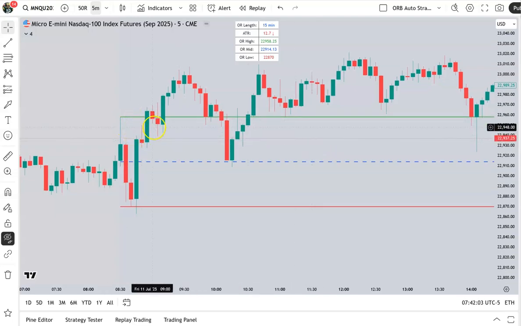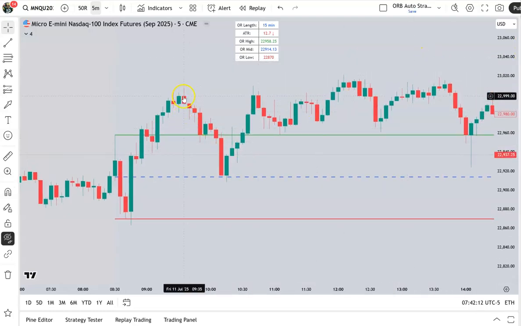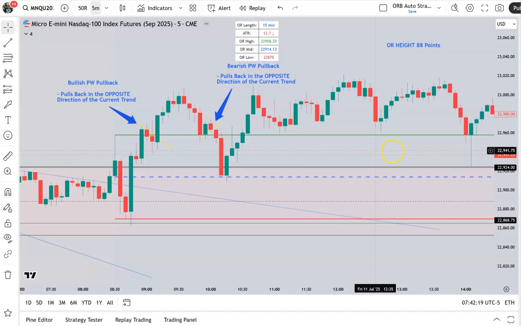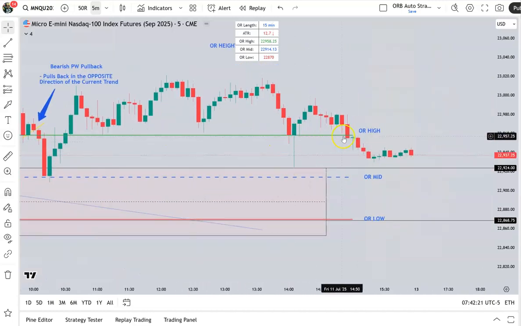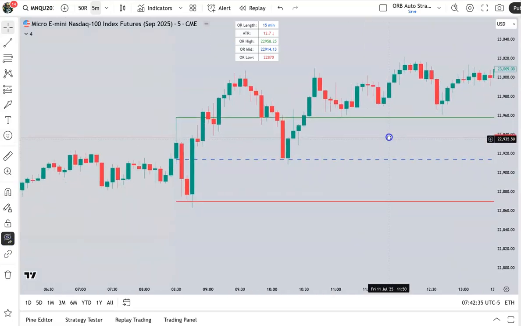But what this tool also does is it gives me a range and some levels to begin to establish some important levels to trade off of, and I'm just going to show you real quick. So let me turn these on. This green line represents the opening range high. The dashed line is the opening range midpoint, and the red line is the opening range low point. So that gets established.